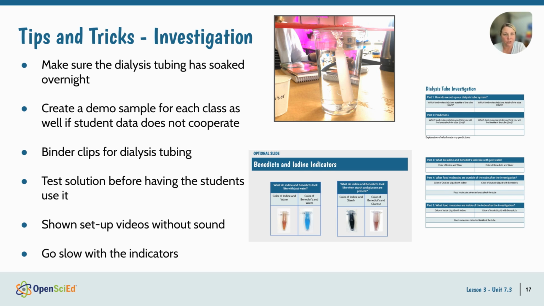Another tip I've seen teachers use, but I've never actually tried it myself, is using binder clips at the end of the tubing instead of trying to tie the tubes. Like I said, I've never tried it, but I've heard it works well. You may want to try the indicators with the solution that you're putting inside the tubing before you actually give it to the students, just to make sure that there's enough of the starch and glucose inside the tubing to make the indicators react. This also helps you figure out how warm the water has to be for your Benedict solution to react.